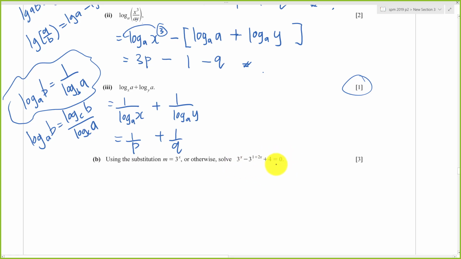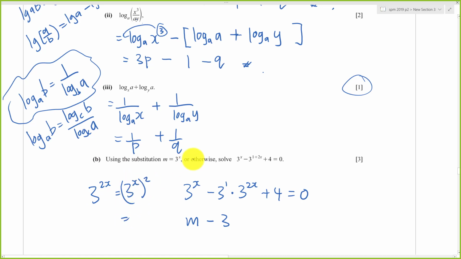So, okay. This is 3 power of x minus, before I substitute, of course I simplify it. This is 3 power of 1 plus 2x, in the power it means multiply, plus 4 equals 0. This is 3 power of x, which is m, minus this 3 power of 2x. Let me simplify this one for you. 3 power of 2x, I can say is 3 power of x, all squared, and 3 power of x itself is m, so this one is m squared. At the end, 3 power of 2x I can change into m squared, plus 4 equals 0.